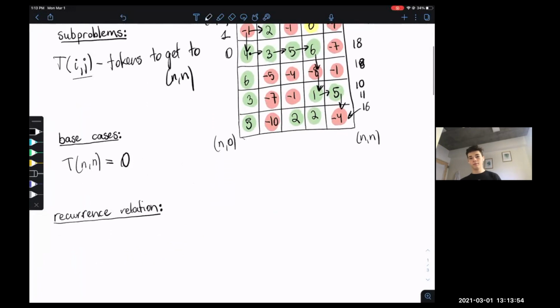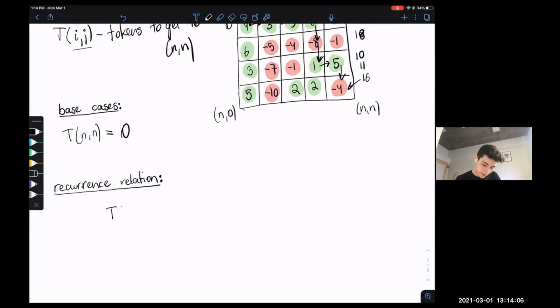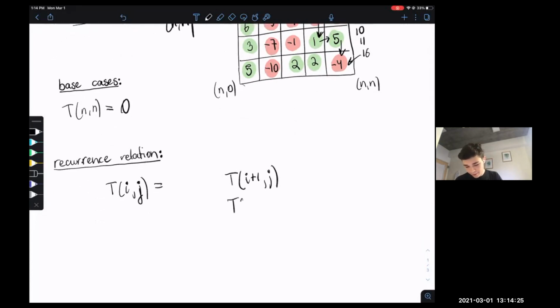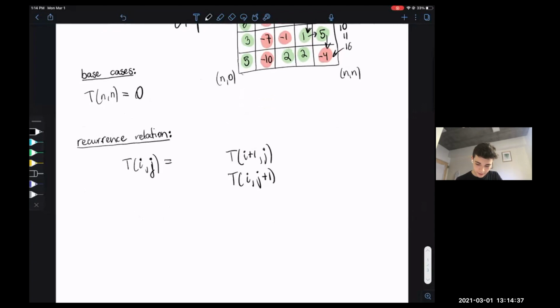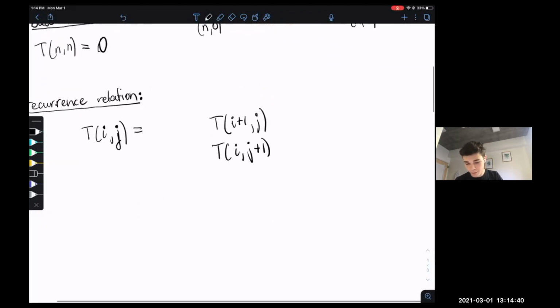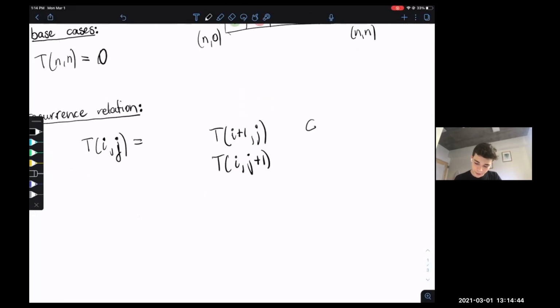And so let's think through what the recurrence relationship is going to be like for this. You'll start out with T of i,j, and since we can either move to the right or down, it will be an expression of T of i+1,j and T of i,j+1. These are the choices you can make. Now, how do we actually write out all the equations around it? Another thing we need to consider is the actual grid world entry for i,j, since we're going to be moving out.